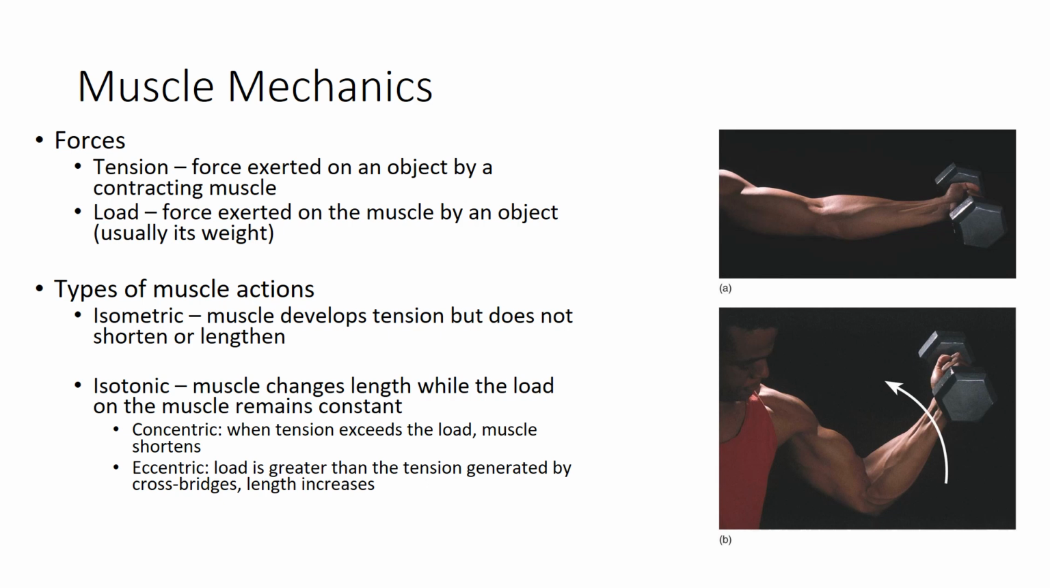There are different types of muscle actions. One is the isometric muscle action, where the muscle develops tension but does not shorten or lengthen. We can also look at the isotonic muscle action, where the muscle changes length while the load on the muscle remains constant. Within the isotonic muscle action, there are different categories, such as the concentric muscle action. This is when tension exceeds the load, so the muscle shortens. And then the eccentric portion is where the load is greater than the tension generated by the cross bridge, which leads to lengthening of the muscle.